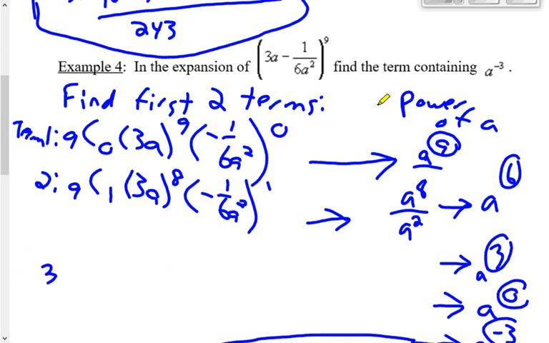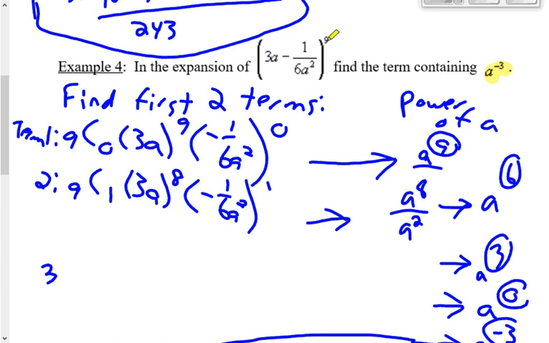Look at example 4. In this expansion, find the term containing a to the negative 3. So what our strategy is going to be here is to find the first couple of terms, figure out the pattern as to what's happening with the power. Then we should be able to figure out which term has a to the negative 3, and then we'll find that term just as we did in example 3. So let's do the first 2 terms here.